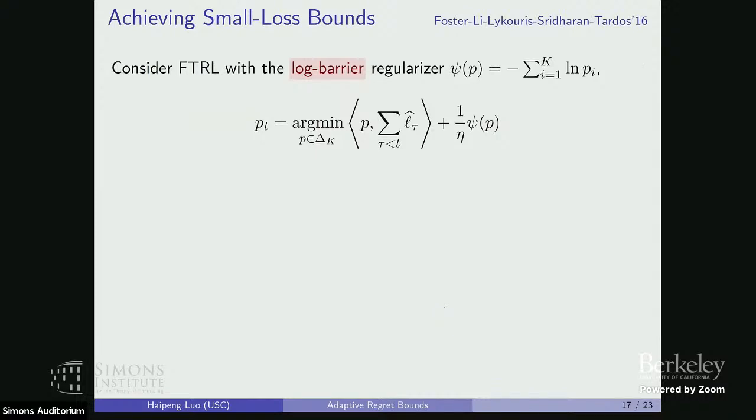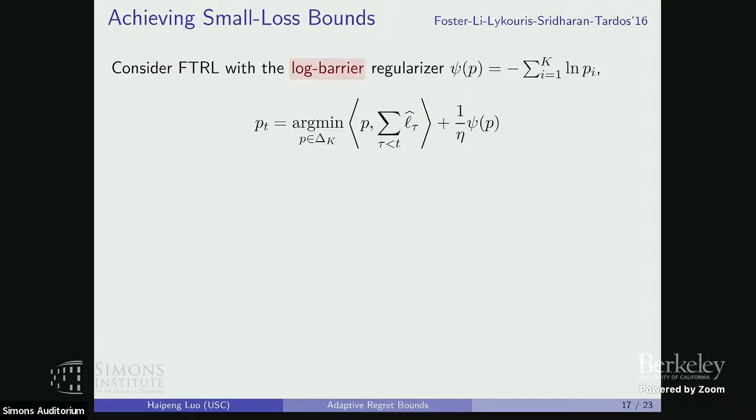Again, there are several different approaches. I'm taking one from this Foster et al. So you do FTRL, but with yet another new regularizer, which is a log barrier. It looks like this. In a sense, it's also another limit of Tsallis entropy, but we don't need to worry about that. It's just simply negative log pi.